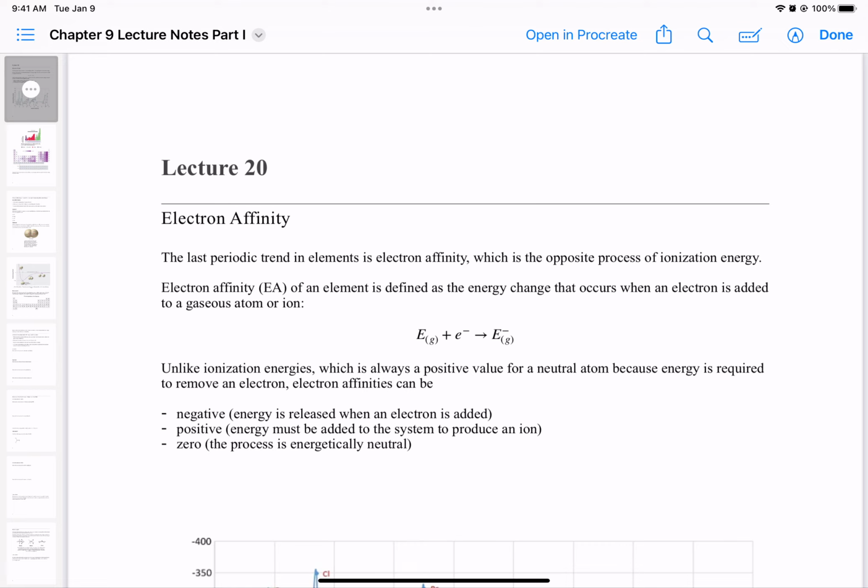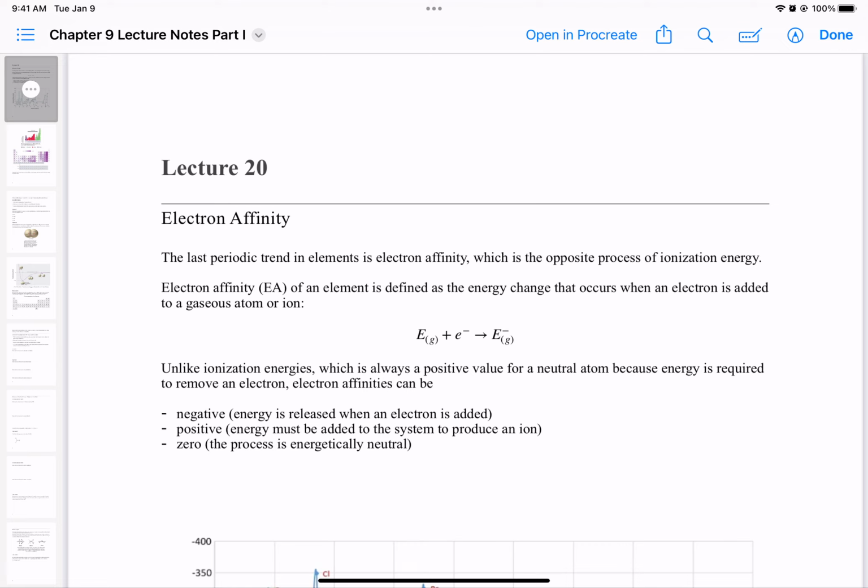But let's resume here talking about the last periodic trend of chapter 8, and then we'll talk about chapter 9 material. Okay, so the last periodic trend that we usually talk about is electron affinity. So this concept is the energy change. When we talk about chemistry, we're always interested in these energy changes, when an atom gains or loses an electron, or another related process.